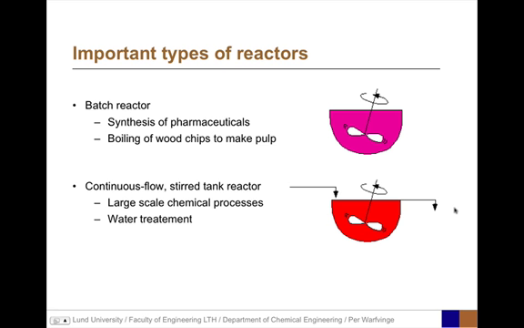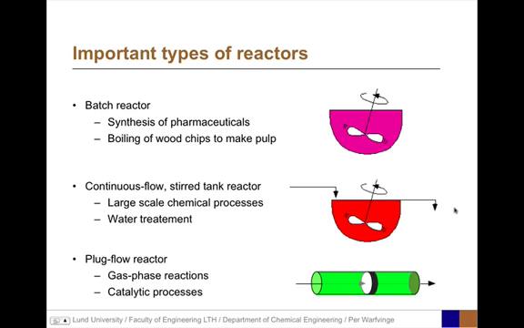The continuous flow stirred tank reactor is an open system that is stirred as well, and it's very common in large-scale chemical processes, and it's a natural component in any water treatment plant. Finally, we have the plug flow reactor, and that is also an open system, but it's not mixed, and that is commonly used in gas phase reactors, such as in chemical reactors that are linked to oil refineries, and also in catalytic processes.